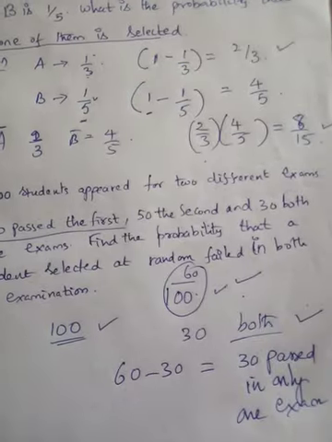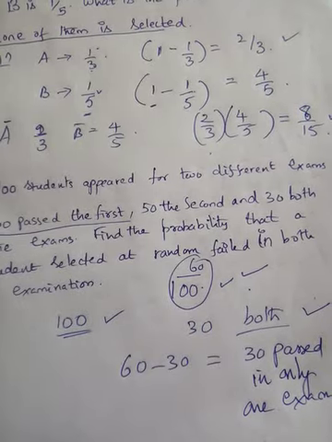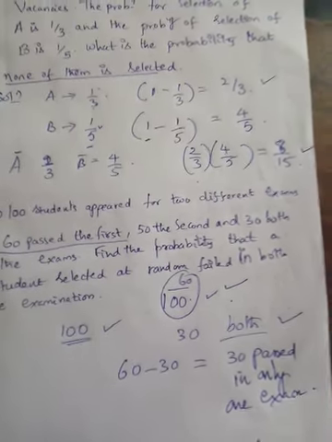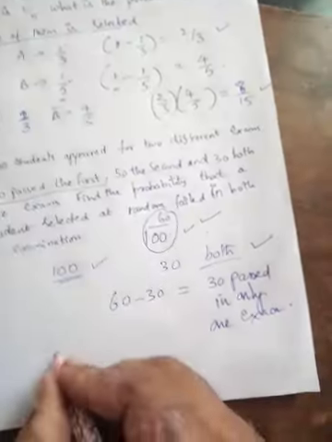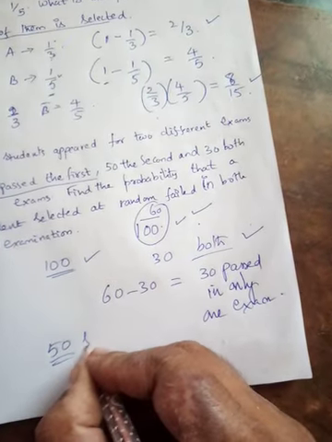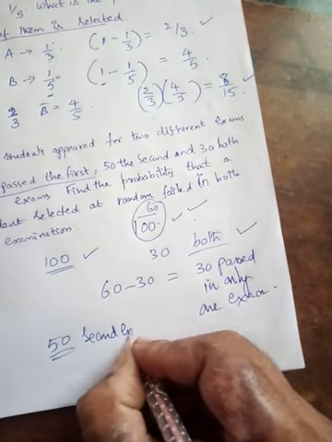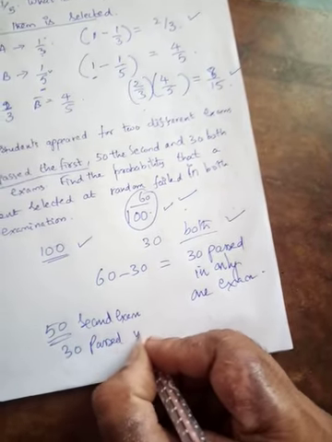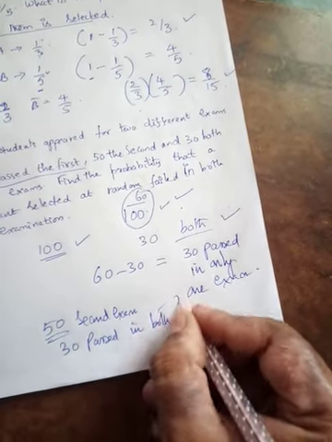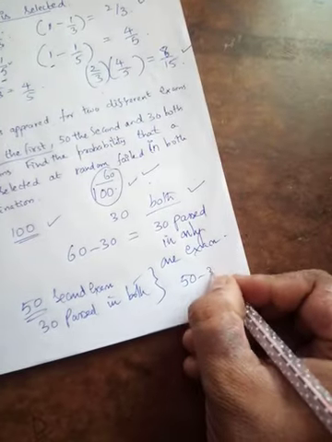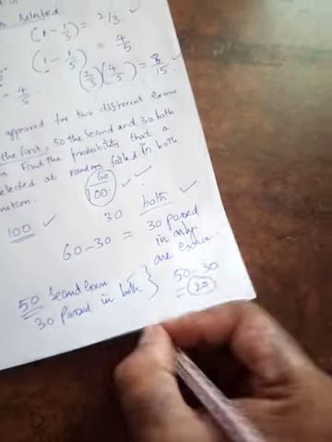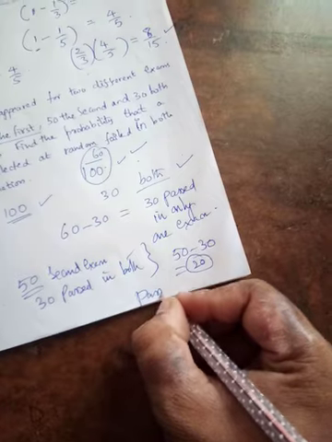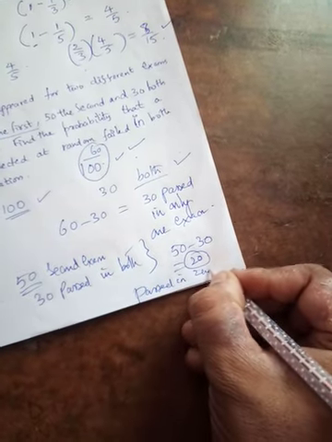Let us take the second case. 50 passed in the second, 30 passed in both. So 50 passed in the second exam, 30 passed commonly in both exams. So 50 minus 30 gives 20. That is, 20 passed only in the second exam.